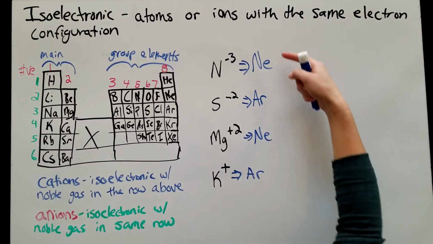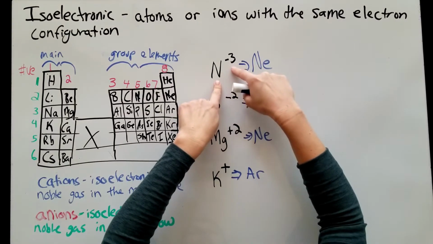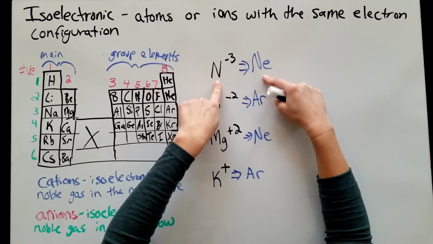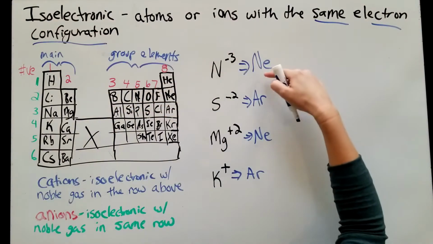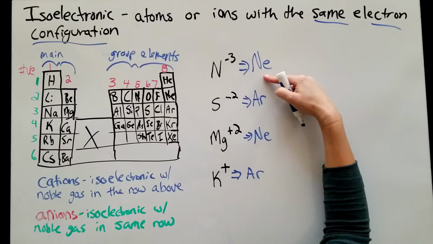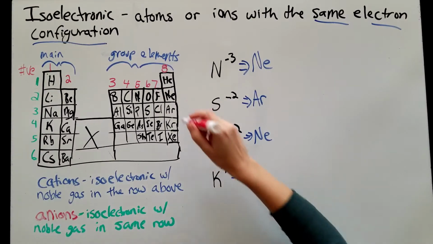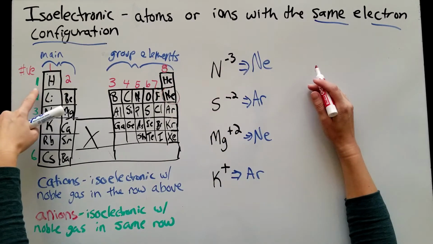All right, so what this means is nitrogen with a 3- charge has the same electron configuration as neon. Okay, so let's write the electron configuration of neon. So this is neon here. So the electron configuration, little practice with that.